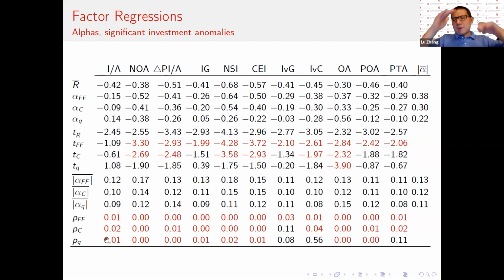However, I should mention the Q factor model is powerful enough that the model is still being rejected by the GRS F test.